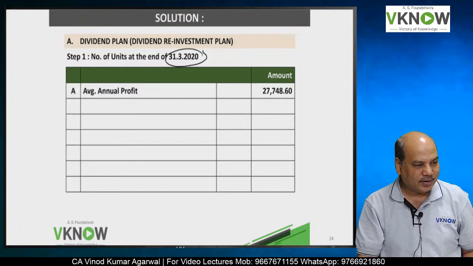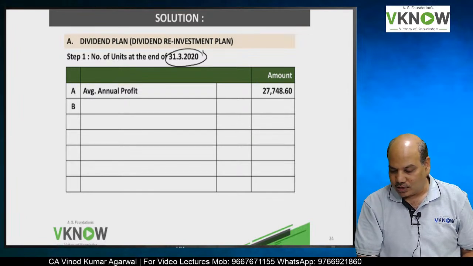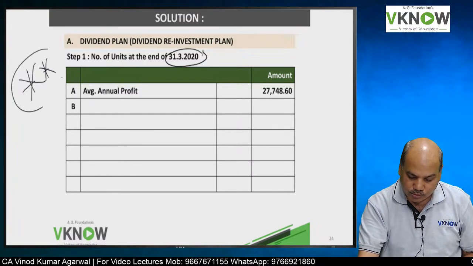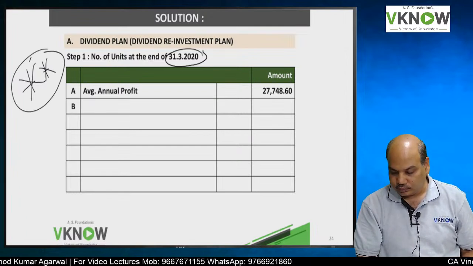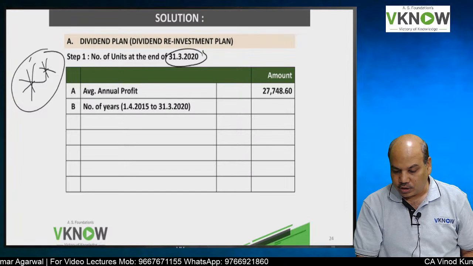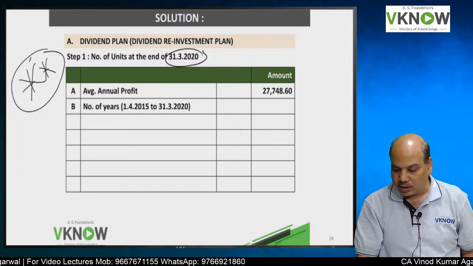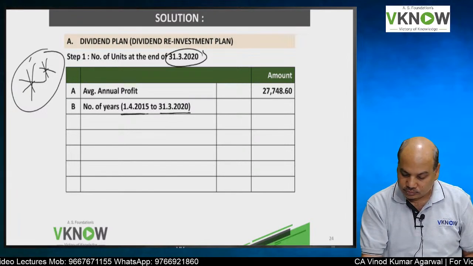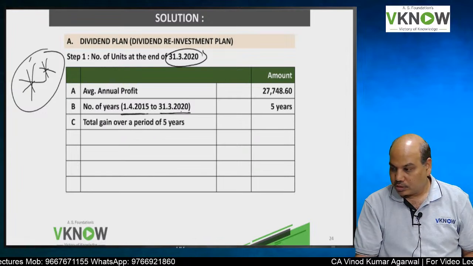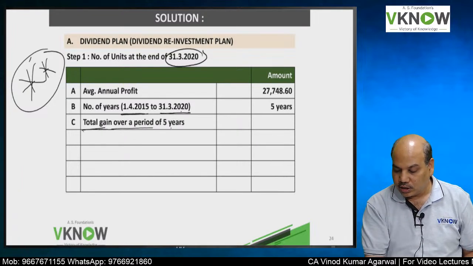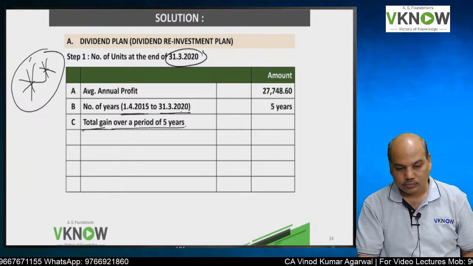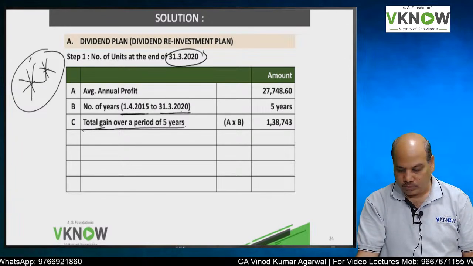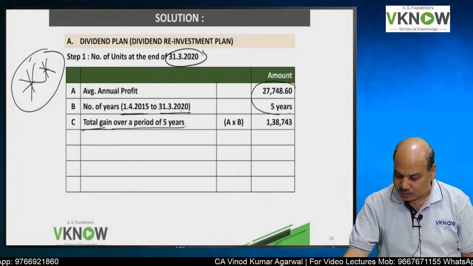So easy, right? So first write down average annual profit. Question in front of you. This is, as I am telling you one more time, a very important question. 27748.60. Point B, write down number of years. Number of years 5. Total gain over a period of 5 years will be 138743. Just multiply by 5.